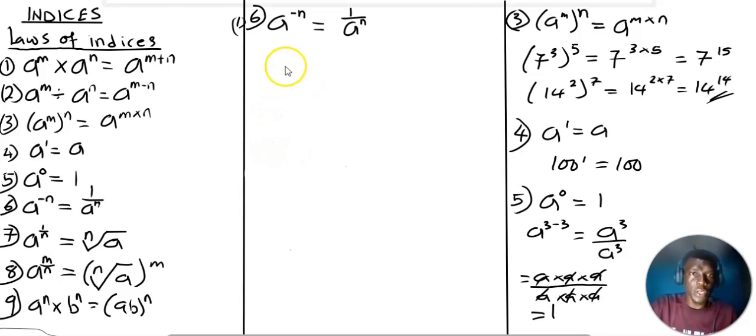For law number 6, for example, you have 4 raised to the power minus 2. You have to simplify this. 4 raised to the power minus 2 is the same as saying 1 over 4 raised to the power 2. The negative sign will no longer be there because it's now in the denominator. 1 over 4 raised to the power 2, and 4 raised to the power 2 is 16. So it's equal to 1 over 16.